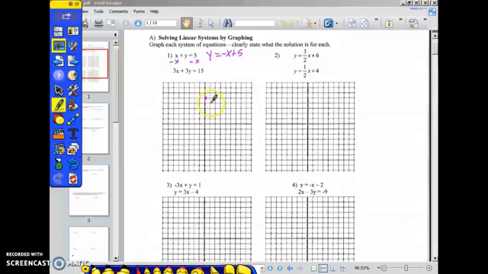And then we go down 1 to the right 1. Down 1 to the right 1. Anytime you go down, you're going to go over to the right until you have enough to make a line.